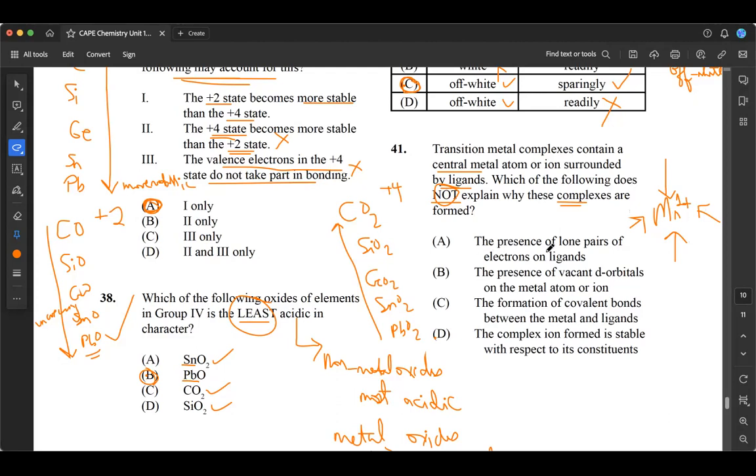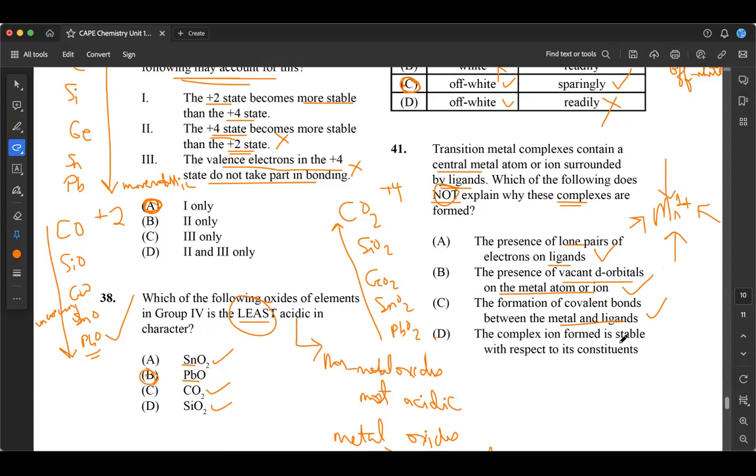Why do these transition metal ions form complexes? It is, in fact, due to the presence of lone pairs on the ligand. So this is correct. This can explain why complexes are formed. It is also due to the presence of vacant d orbitals on the metal atom or ion, right? So that can explain why complexes are formed. The formation of covalent bonds between the metal and the ligands, that is true. As we said, there's a dative covalent bond that gets formed when that ligand donates its electron to the metal ion, right? What's not true, and they ask us what's not true, is this one.